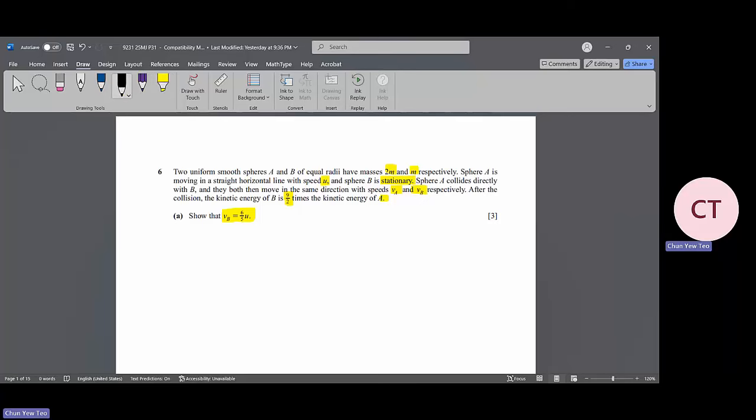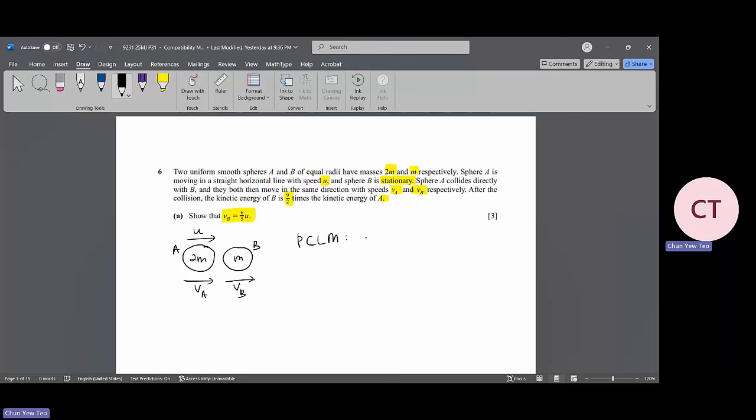So what you need to do is, maybe we can draw a diagram. So A is over here, the mass is 2m, B is over here, the mass is m. A is moving towards B with the speed of u. Then B is stationary. After that, they are moving in the same direction with VA and VB as the speeds after the collision. Okay, so we are using the principle of conservation of linear momentum.